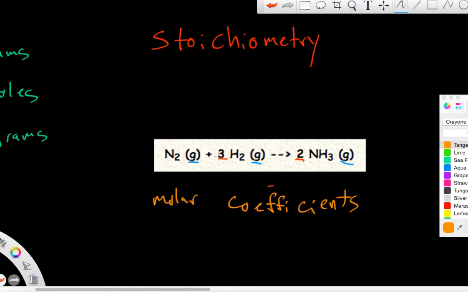And to do that, we're going to be utilizing these molar coefficients. Now, if we don't see a molar coefficient in front of our compound, for example, N2 doesn't have anything, we always assume a value of 1. And these will help us to answer any questions stoichiometry has to throw at us.